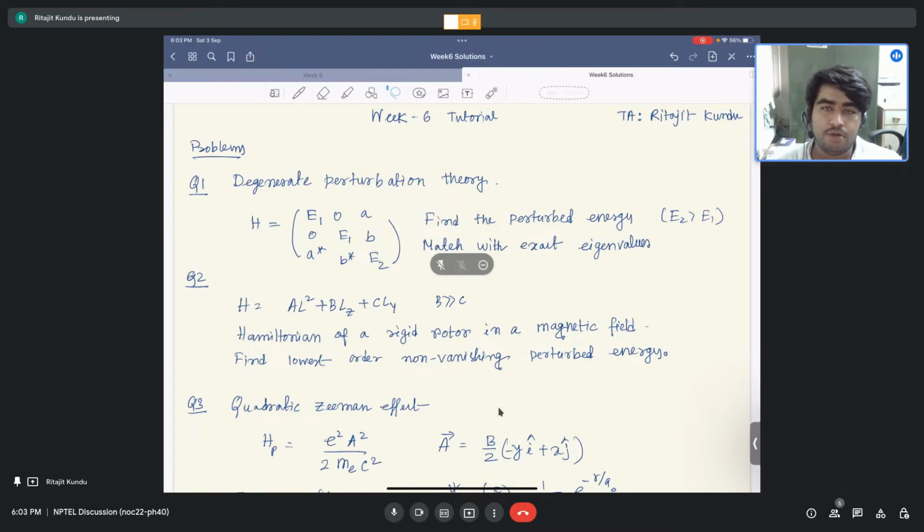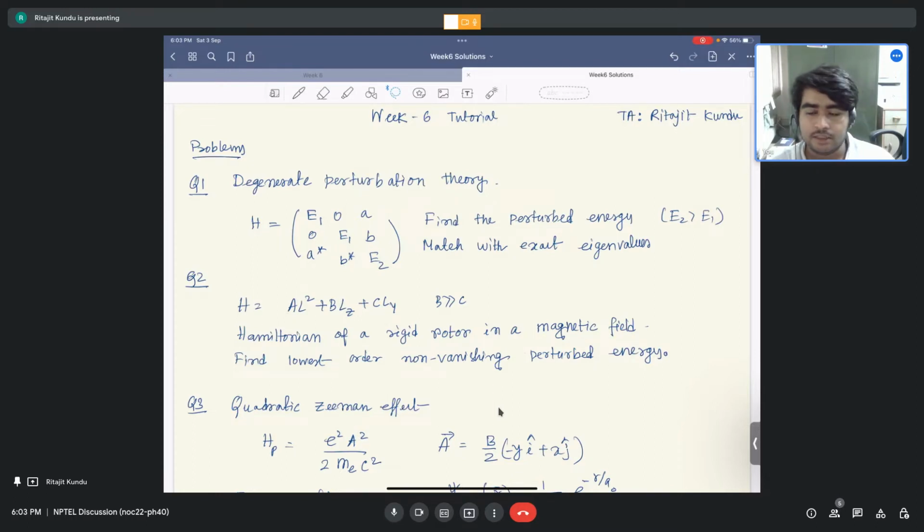So this week we'll be talking about week 6 content, which is essentially approximation, which includes perturbation and also the variational principle. I have prepared a few problems which will in turn help you to solve the actual assignment of week 6.